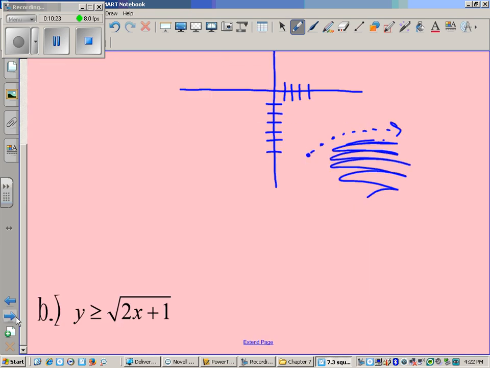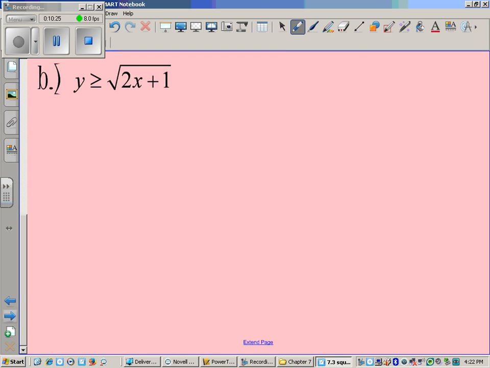Got it? I'd like you to do one of these, please. Will you do this last one for me, please? Will you graph this inequality? Whoa, this one looks weird, doesn't it? Let's do it together then. We're going to ignore this 2 for right now. Okay? If that 2 wasn't there, where would we start?